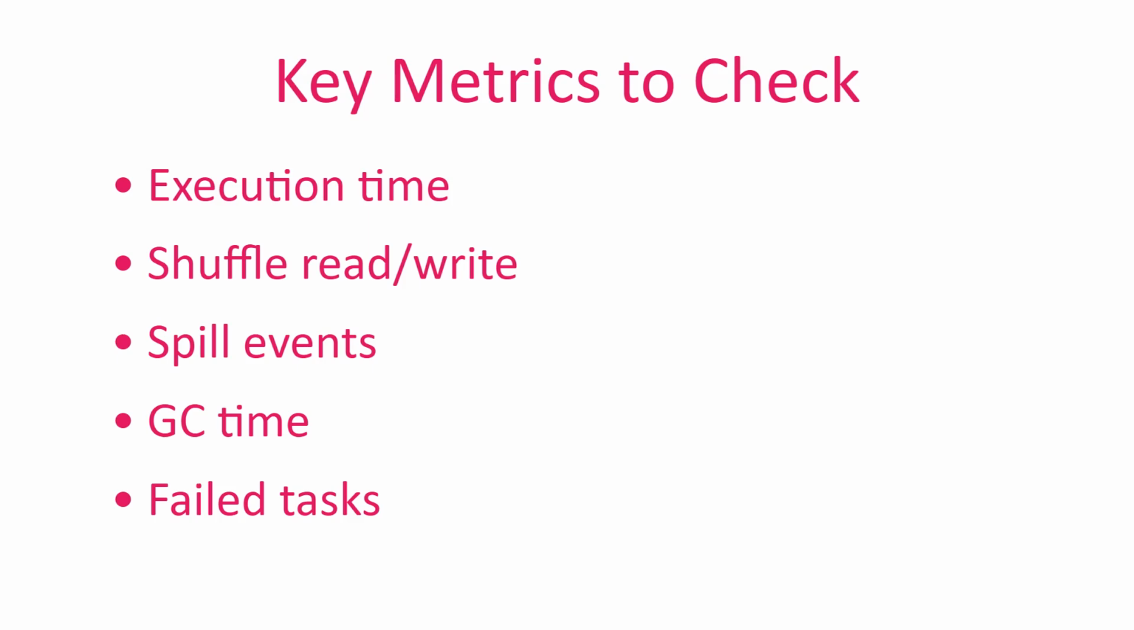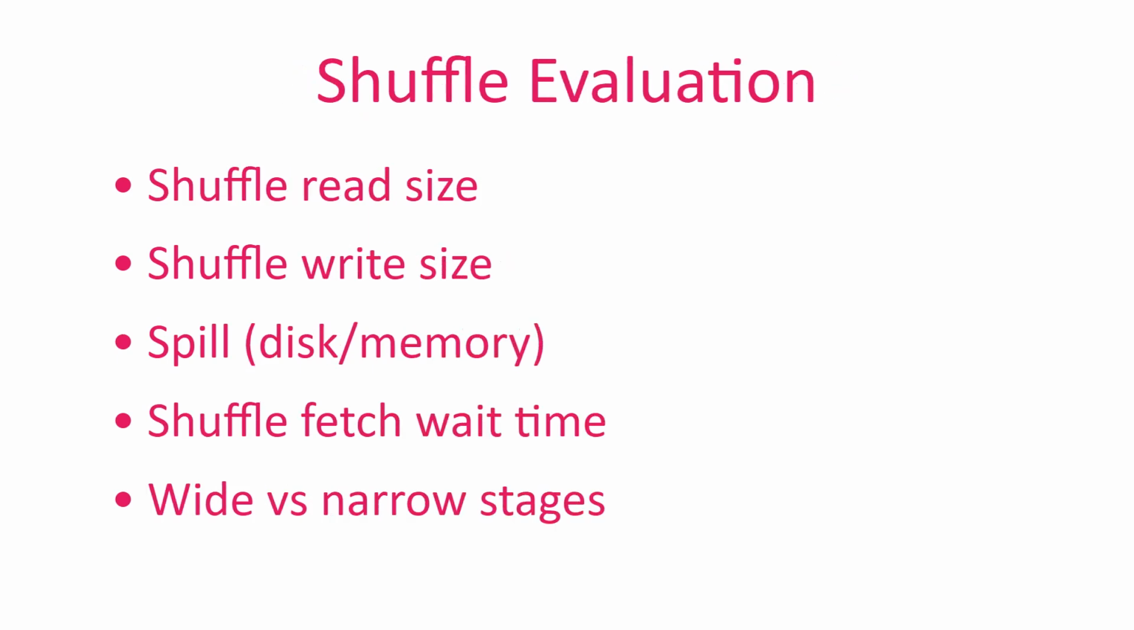Here are the top metrics. First one, execution time. Second is shuffle metrics. Third is task distribution. Fourth is memory utilization. Fifth is parallelism and partitioning. Sixth is cache and persistence. Let's talk about shuffle metrics, or shuffle evaluation, and execution time.